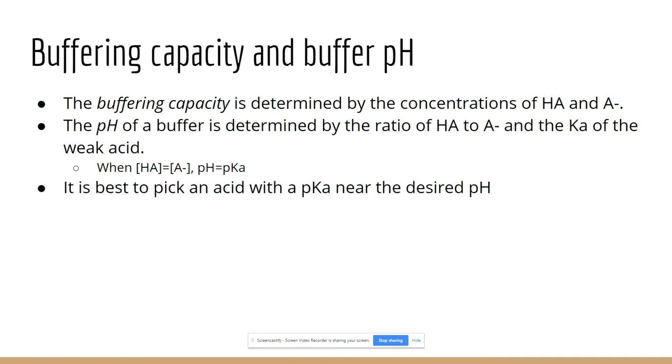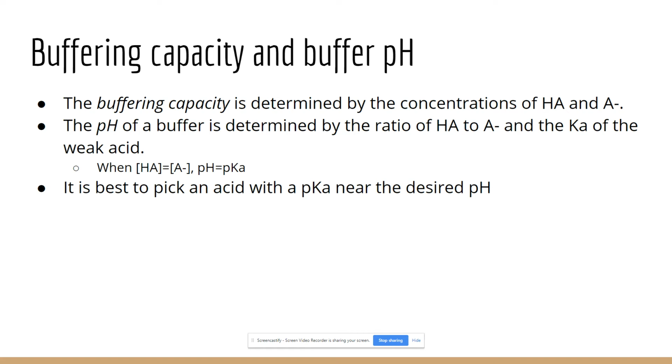Pause here. Based off of this equation, what we see is that the pH of the buffer is really just determined by the ratio of HA to A- and the Ka, but not actually by the quantities of each. So that's how we determine the pH. But the buffering capacity, meaning how much acid or base that a buffer can handle, is determined by the concentrations of HA and A-.